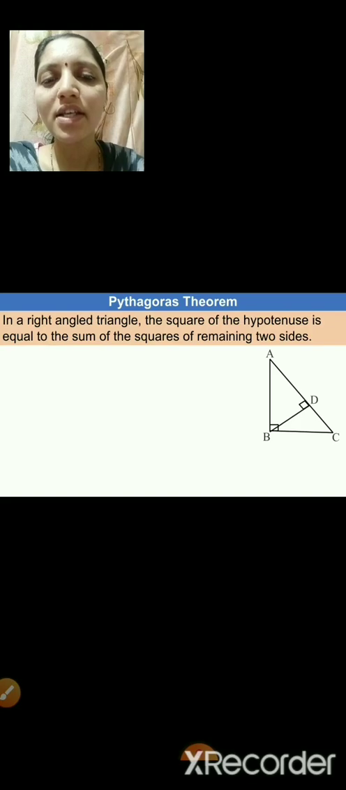Now let's try to prove this theorem. For that I have considered here one right angle triangle ABC. In this triangle, angle B is 90 degree.